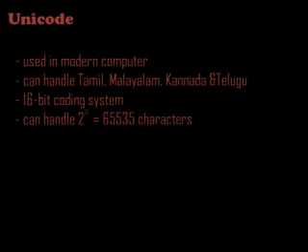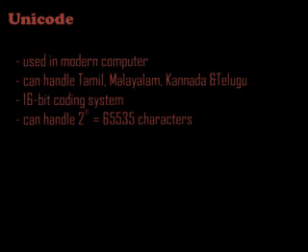The next coding system is Unicode. This coding system is used in modern computers. ASCII can represent only 256 characters. Therefore, only English and European languages can use ASCII. The remaining languages like Tamil, Malayalam, Kannada, Telugu cannot be represented by ASCII. That's why they generated Unicode.